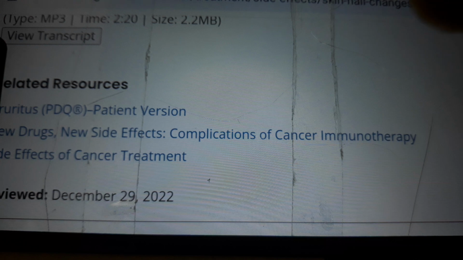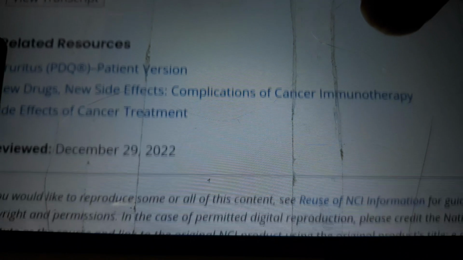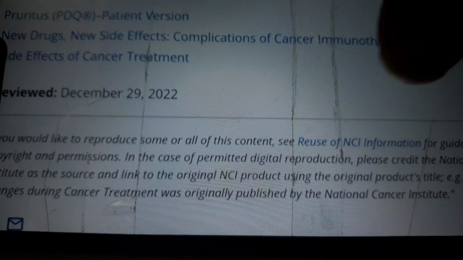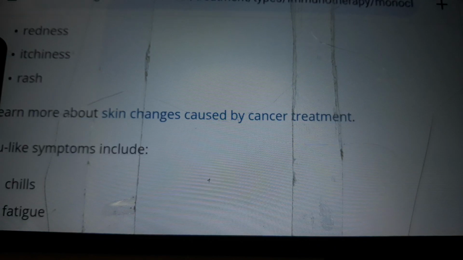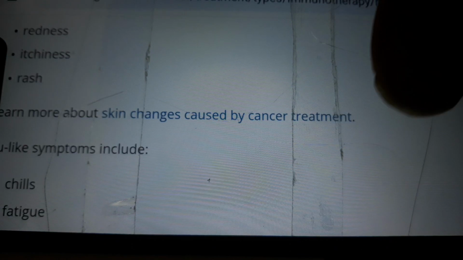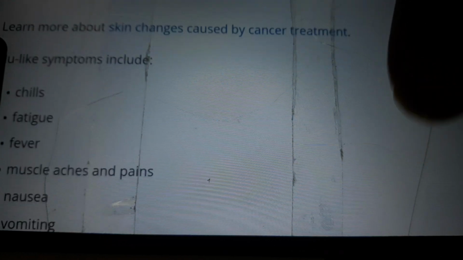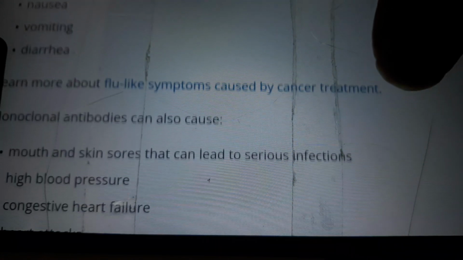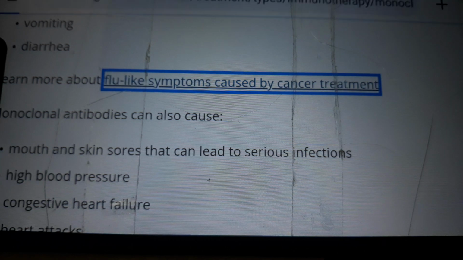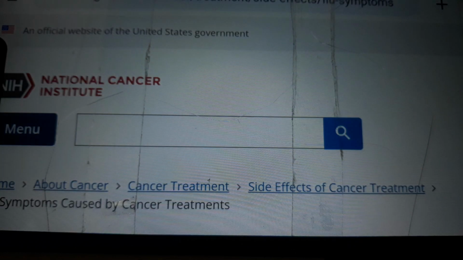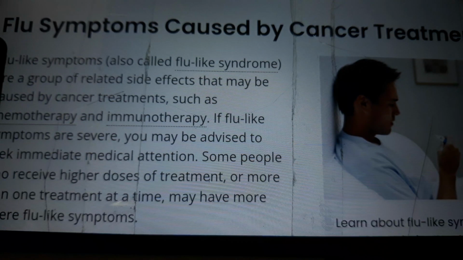So I think you listened to the audio. We're back. Right, now we're going back to where we started. Now, to learn more about flu-like symptoms, we go to the next. Learn more about flu-like symptoms caused by cancer treatment.